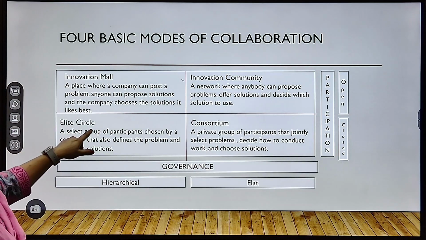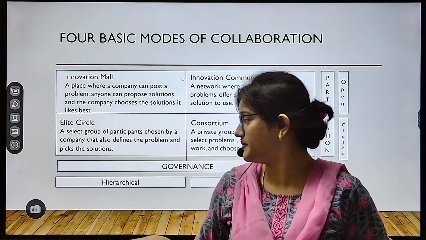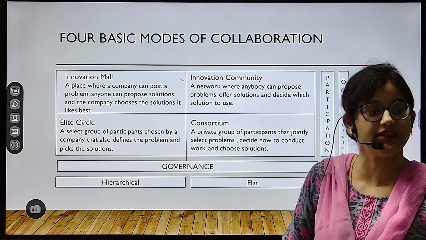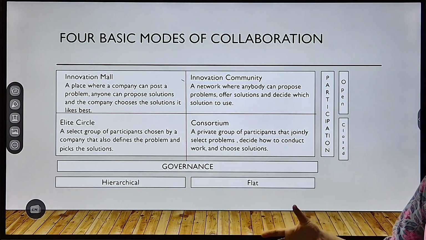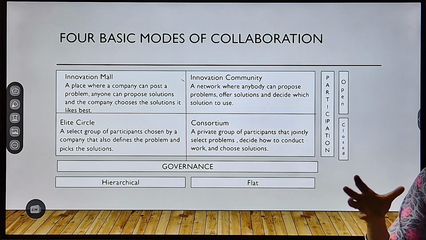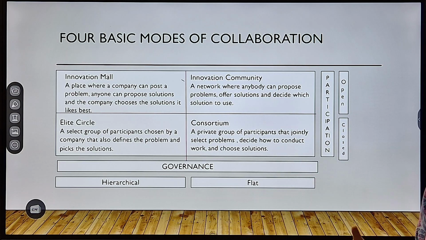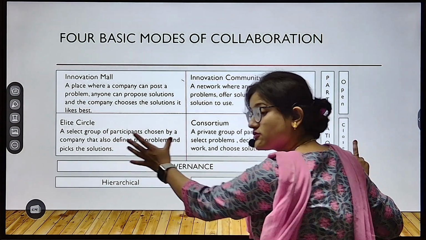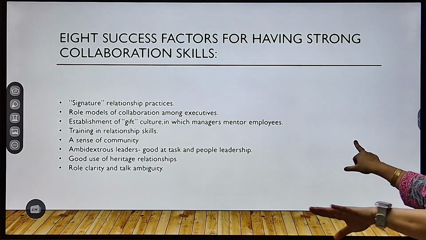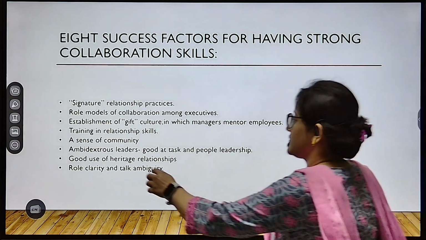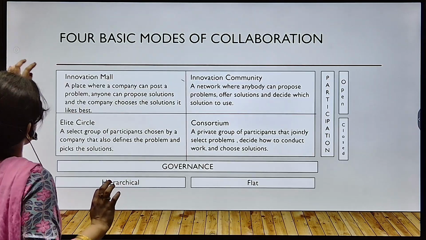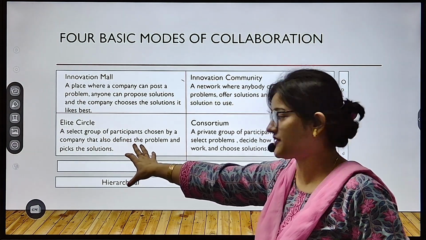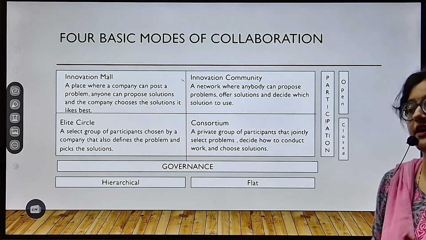First is your elite circle. In the elite circle, there will be a select group of participants who are chosen by the company. The company will select a group that will define the problem, and that group will also find the solution to the problem. It is closed, so there will be a particular group of people, a particular team. It is not open to all. Since participation is closed, there will be a certain group of participants who will find the problem and they will also find a solution to the problem.